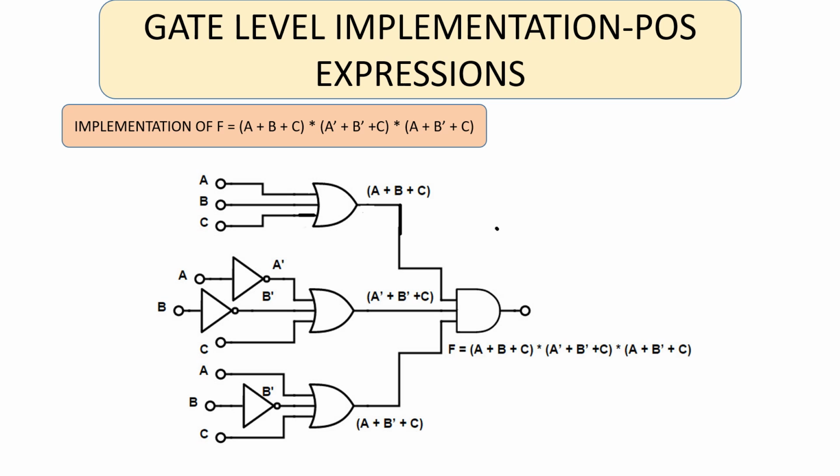The second example is the implementation of f is equal to (a plus b plus c) into (a bar plus b bar plus c) into (a plus b bar plus c). The first term is a plus b plus c and is implemented using the first OR gate. The second term is a bar plus b bar plus c, which is implemented by using the second. Third term is a plus b bar plus c, which is again implemented by the third OR gate.